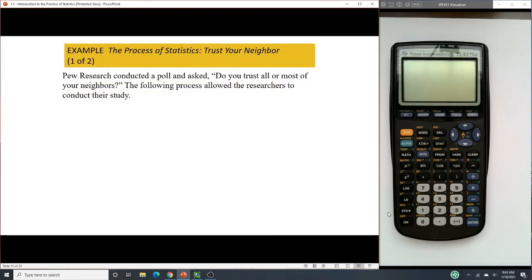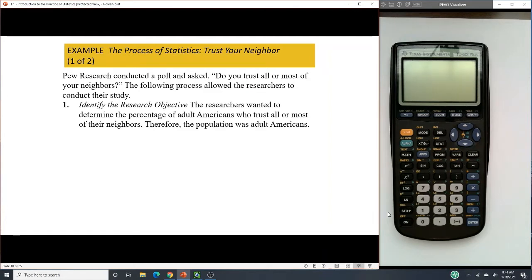All right, so just kind of an example of this process. Here we have a research group called Pew Research, and they conducted a poll and asked, do you trust all or most of your neighbors? And so let's look at the process to conduct our study.